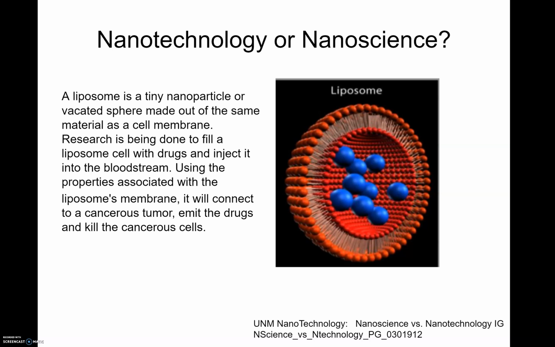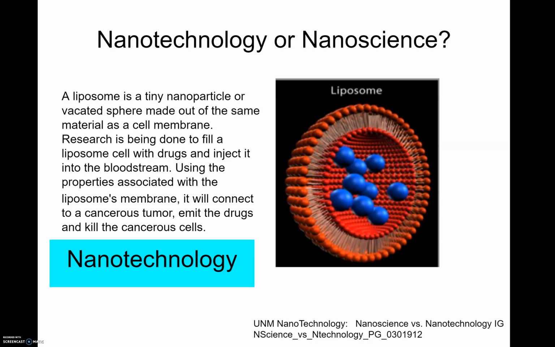Fill that sphere with drugs and inject it into the bloodstream. Using the properties associated with the liposome's membrane, it will connect to a cancerous tumor, and then the drugs will come out of the liposome sphere and kill the cancerous cells. And that way the drugs don't go all over your whole body and interrupt everything. They're really focused on the cancer cells because the liposome sphere that's holding the drug gets attracted to the cancer cells. Okay. So is using a liposome, which is a nanoparticle, nanotechnology or nanoscience? Of course, it's nanotechnology because it's solving a problem.